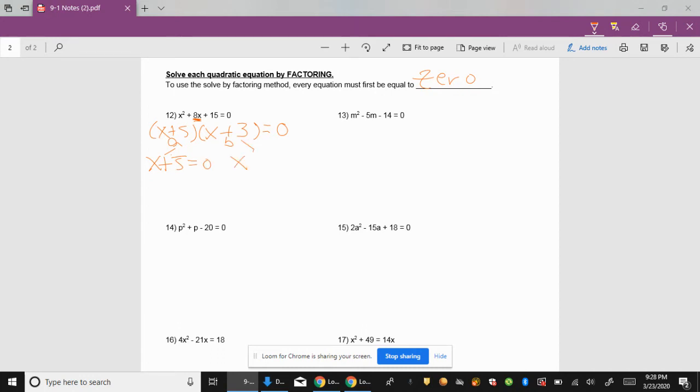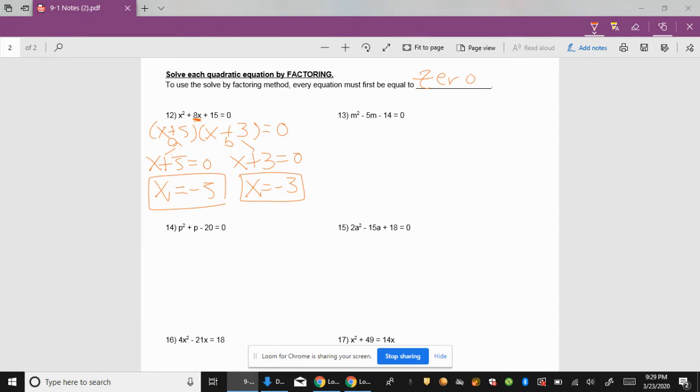So set each one equal to 0. We get negative 5 and negative 3. And that's it. 13 is the same idea. So take a minute, pause the video, see if you can factor it, and then turn this back on and check if you did it correctly.